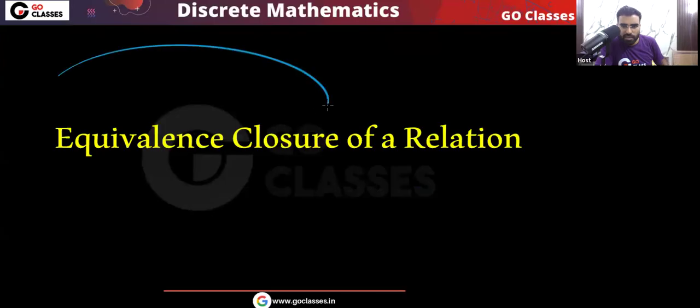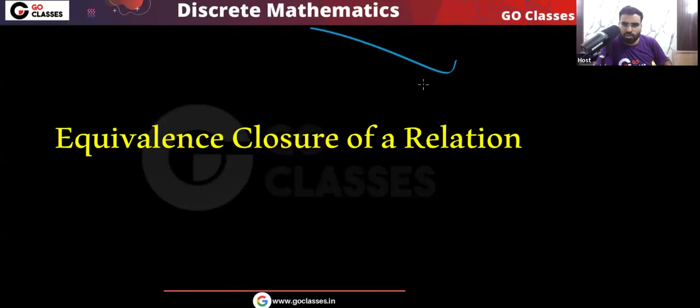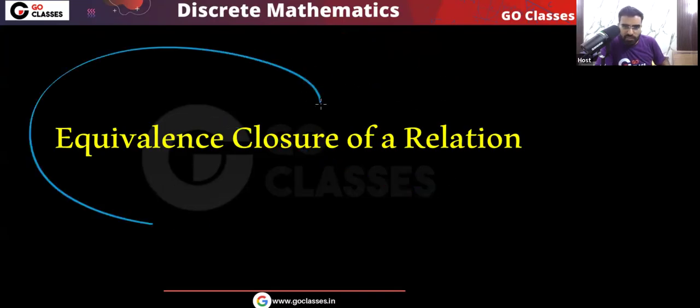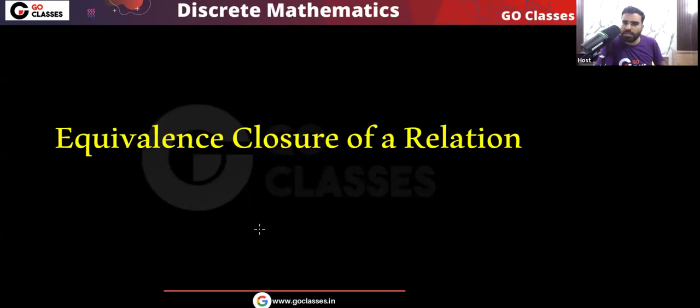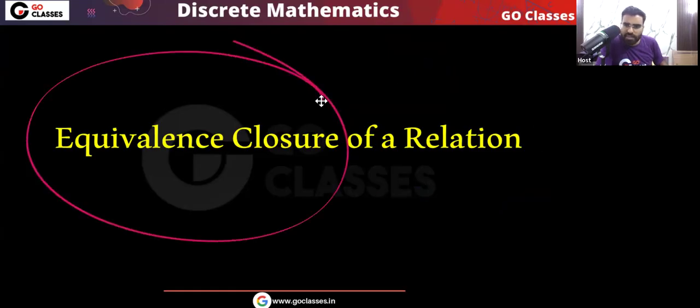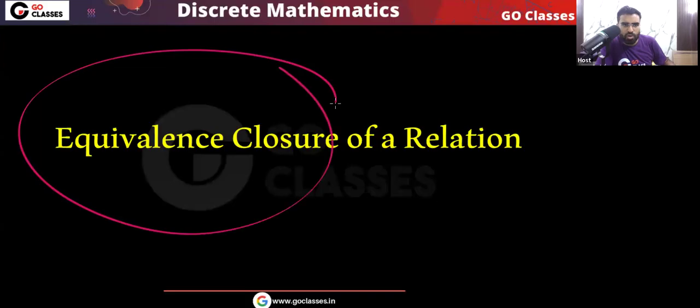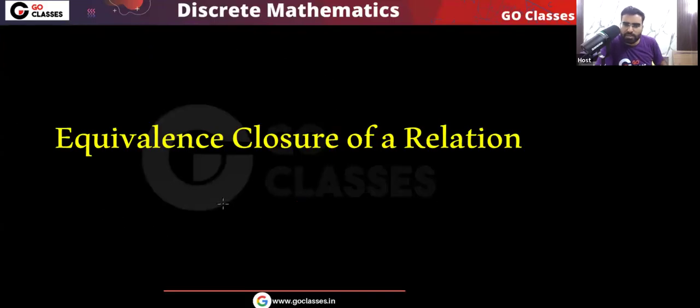Now let's study equivalence closure of a relation. So far we have studied reflexive closure, symmetric closure, transitive closure. Now, what is equivalence closure of a relation? The concept is very simple. You have a relation R, then what will be equivalence closure of that relation R? Equivalence closure of relation R will be the smallest equivalence relation containing R. That is the equivalence closure of relation R.